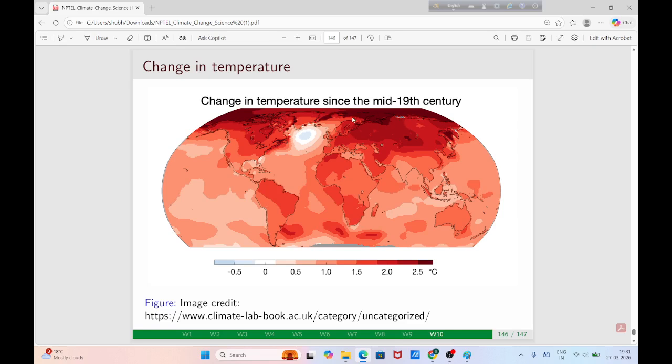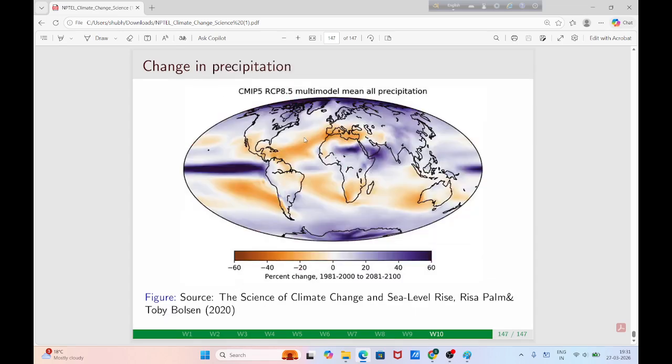And we are worried about that because it will melt the sea ice and also affect the Atlantic Meridional Overturning Circulation, which can affect the climates on global spatial scales. And the last slide is about the change in precipitation. Whatever we can see, the precipitation in the years 2081 to 2100. So that is, let's say, 60 years from now.